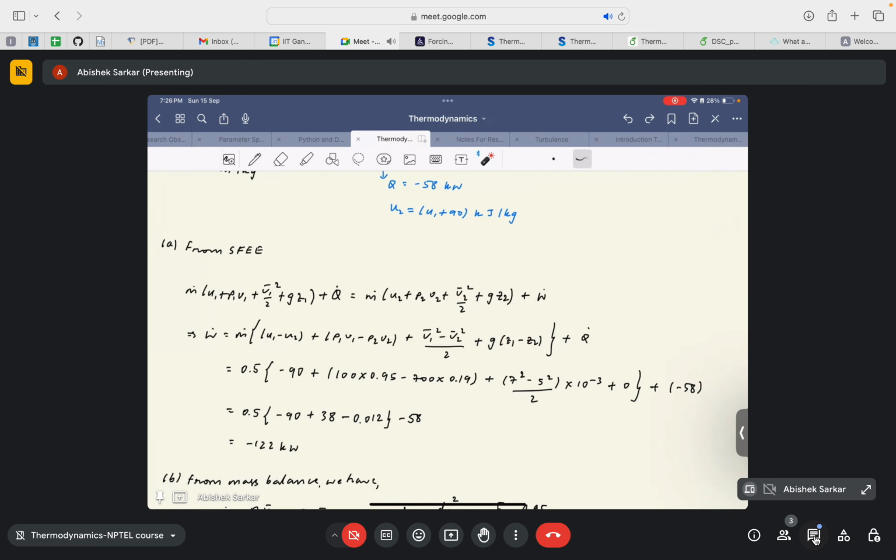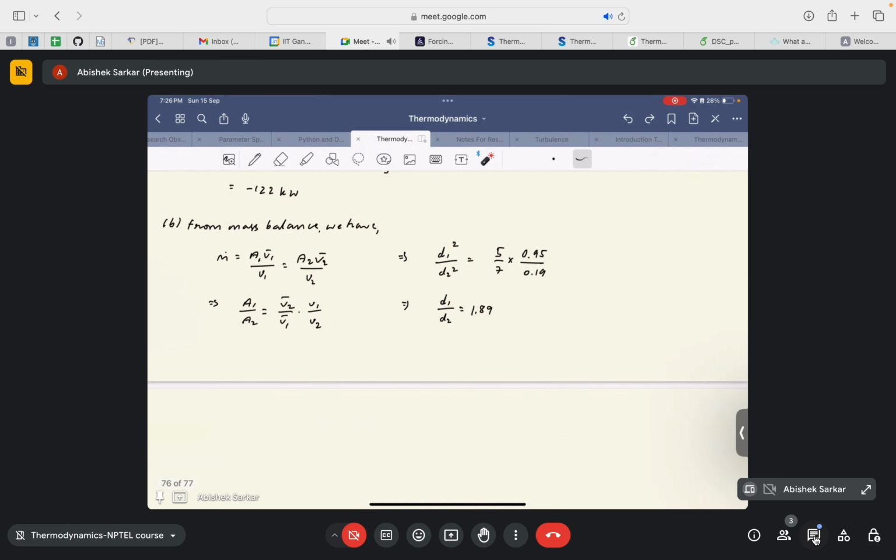So if we do that, we will get that m dot will be equal to a1 v1 rho 1. So rho 1 would basically be 1 by small v1. So a1 v1 by small v1 would be equal to a2 v2 by small v2, because the flow is steady. So the m dot e would be equal to m dot i. So that's what we have used there. So m dot would be equal to a1 v1 by small v1 equal to a2 v2 by small v2. Then a1 by a2 would be equal to v2 by v1 times big V1 by big V2, right?